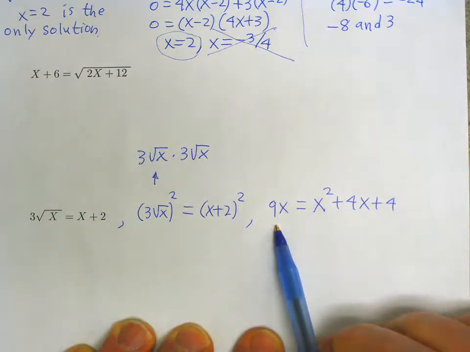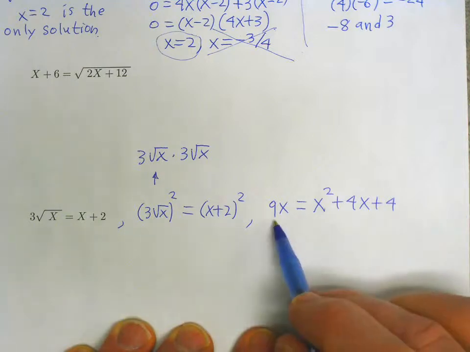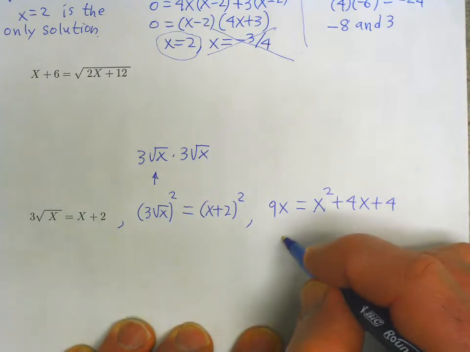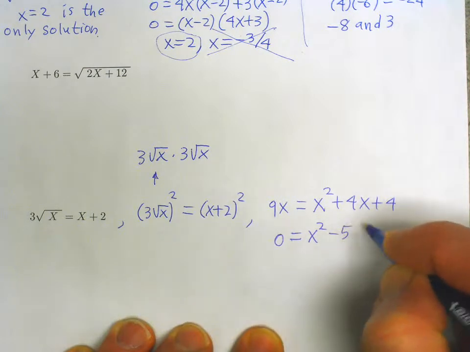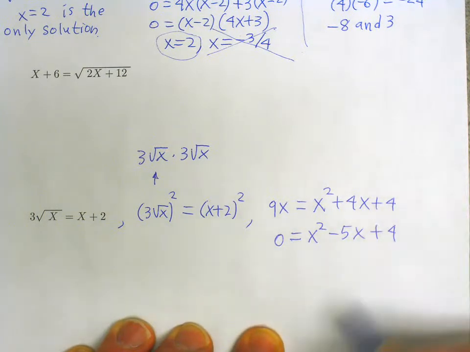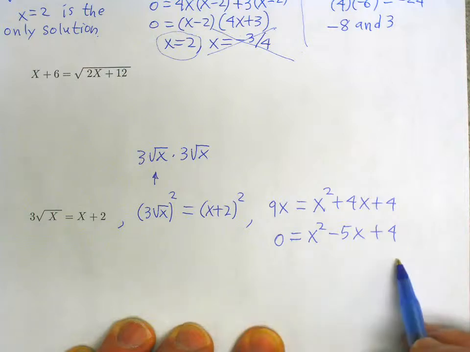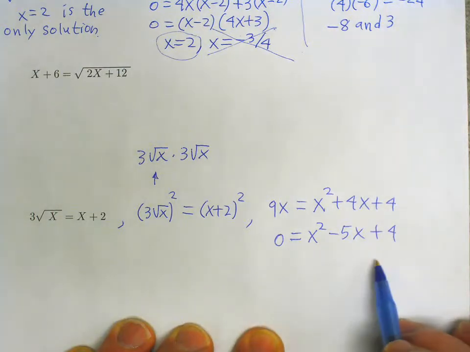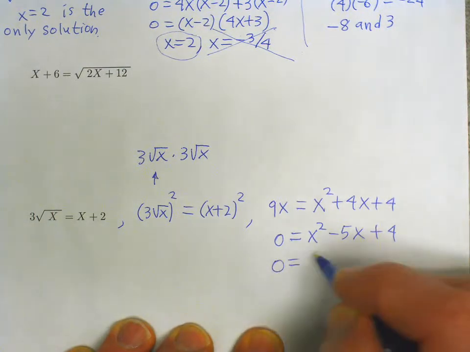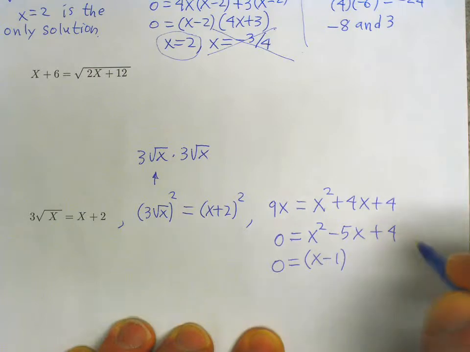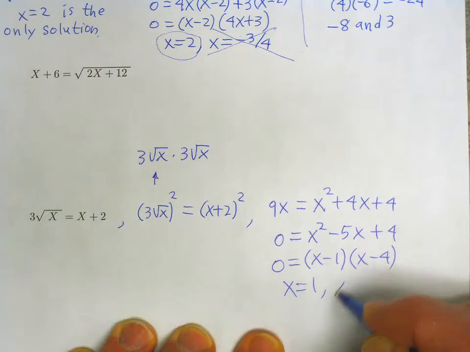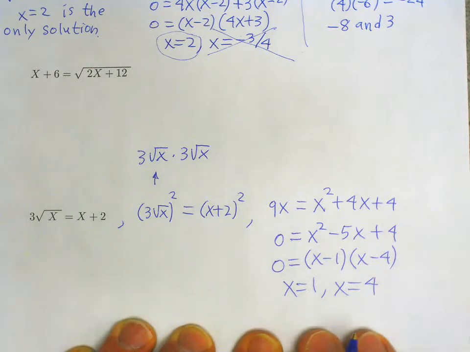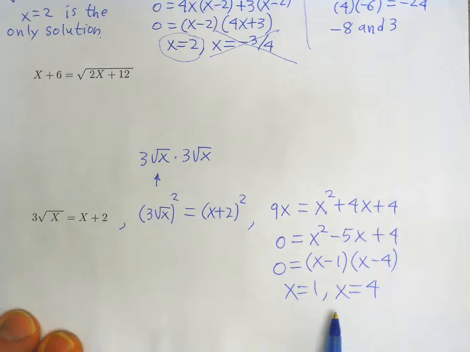Okay, so we'll solve this equation for x, subtract 9x from both sides, and we get 0 equals x squared minus 5x plus 4. And it's pretty easy to see how to factor the right-hand side. The two factors are x minus 1 and x minus 4. So this equation has two solutions, x equals 1 and x equals 4. But we'll check in the original equation.